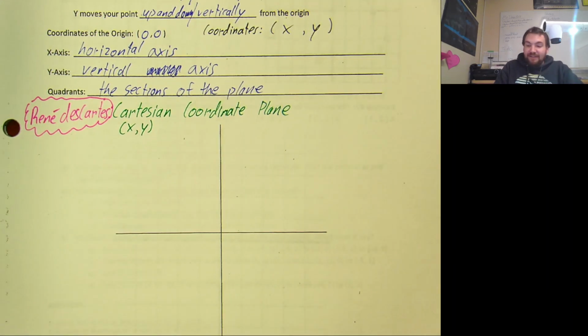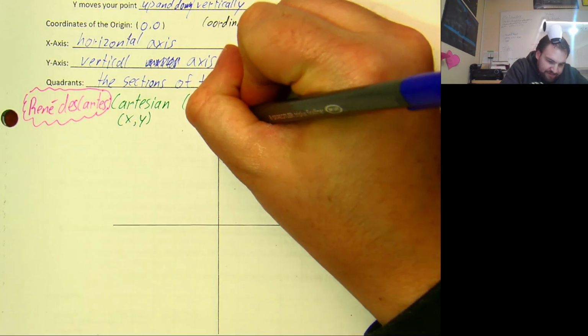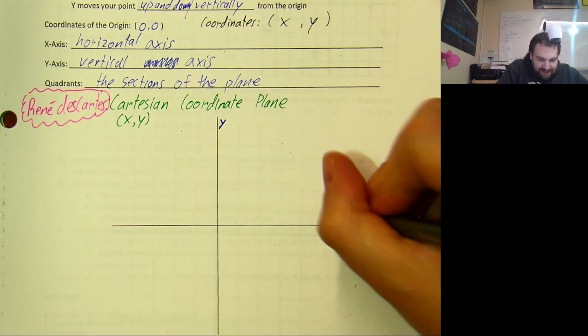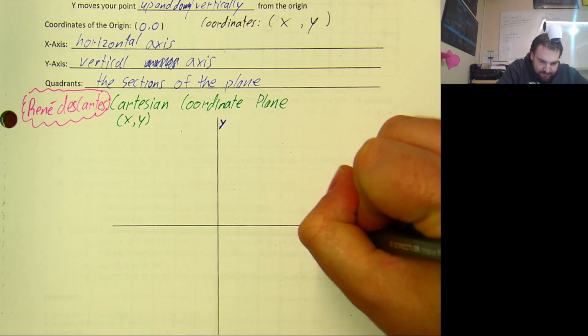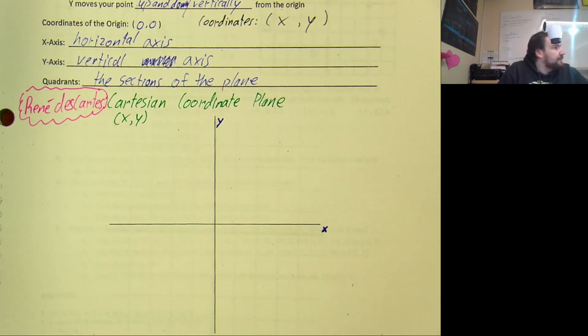So that's the Cartesian coordinate plane developed by him. Let's get some different colors going on here. This is the y-axis. This is x. Which direction is typically positive?